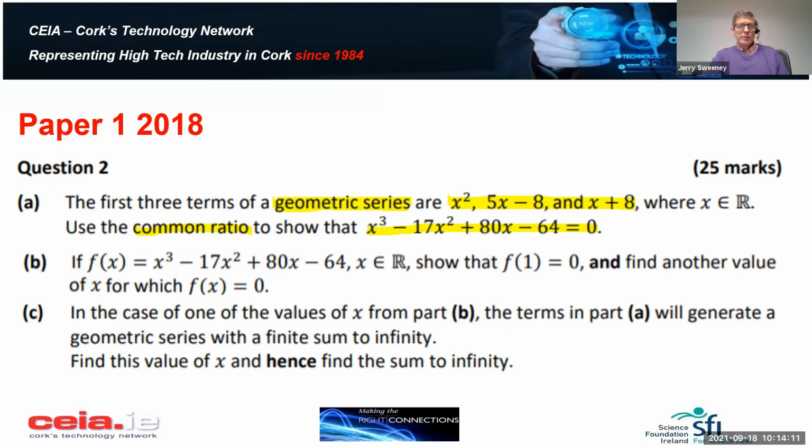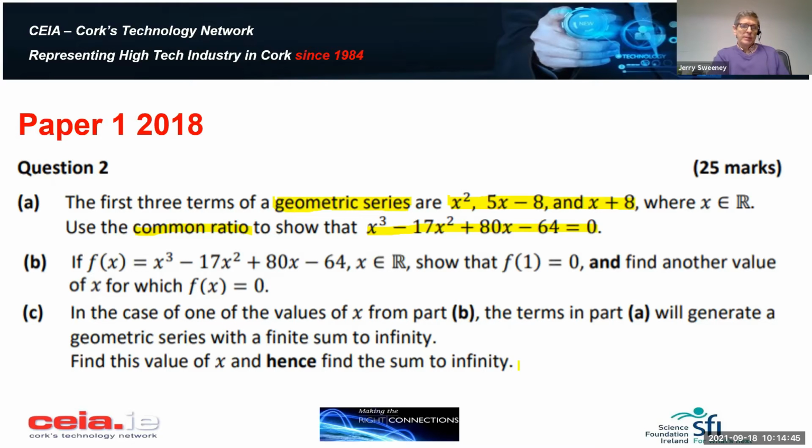And the third part of the question is, in the case of one of the values of x from part B, you have to show that 1 generates a geometric series with a finite sum, and you have to find which one of them has a finite sum, and then you have to find the value of that finite sum. So this question mixes up two things.